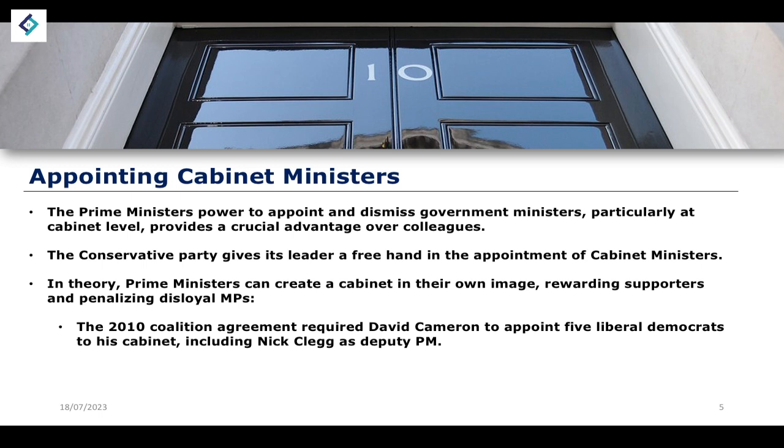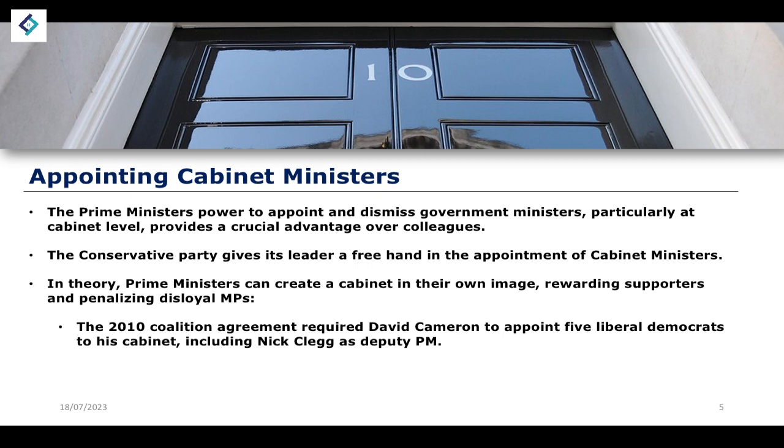One of the things that curtails this power, again, if we're thinking back to an exam question looking at the assessment of prime ministerial power, you could use the example of the 2010 coalition agreement, which essentially required the prime minister at the time, who was David Cameron, to appoint 5 Liberal Democrats to his cabinet, and one of those had to be Nick Clegg, the deputy prime minister. This is part of the agreement that essentially gets the Liberal Democrats to form the coalition with David Cameron and the Conservatives in the first place.